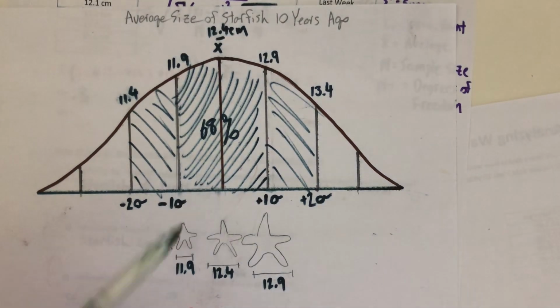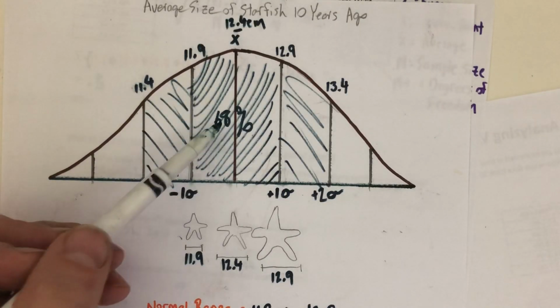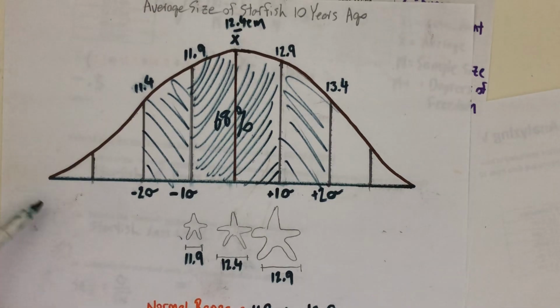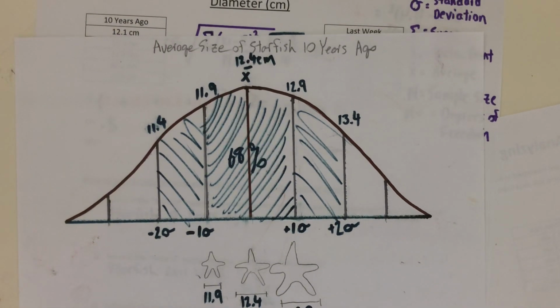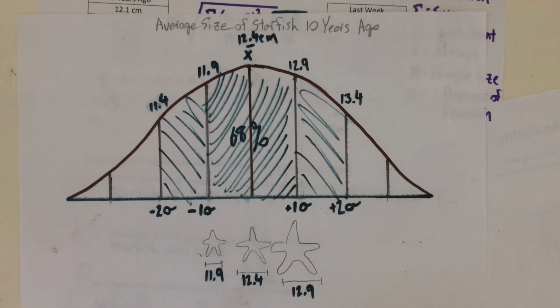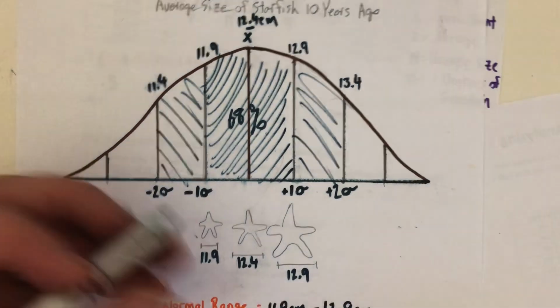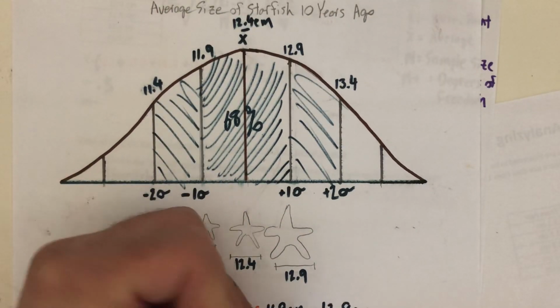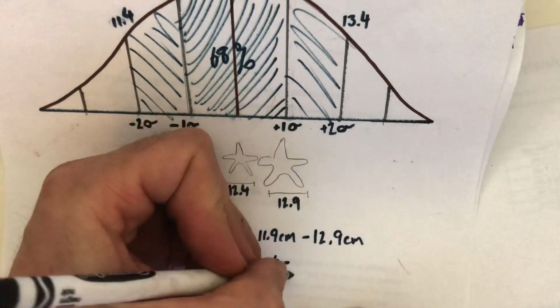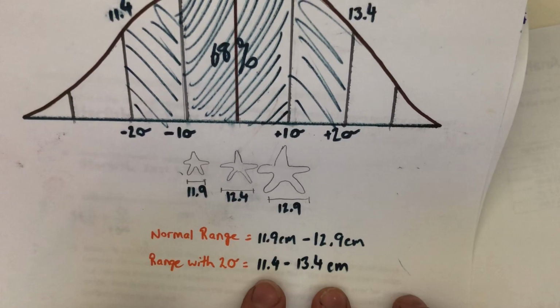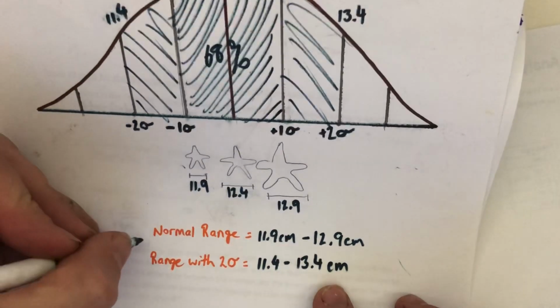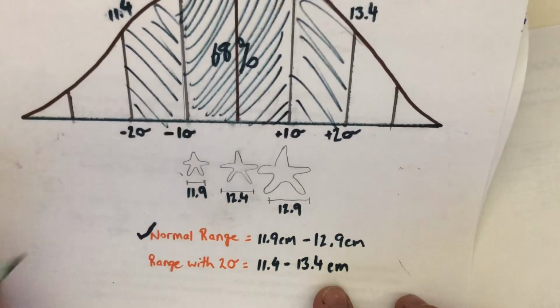So what we call normal, though, is within 1 standard deviation. And you can go to 3 standard deviations and 4 standard deviations, but you start seeing less and less individuals because they're extreme outliers. Okay, so let's look at the range with 2 standard deviations. So we can go from 11.4 to 13.4. So it's a much larger range because we're talking about 2 standard deviations. But we're going to stick with the normal range for this discussion.